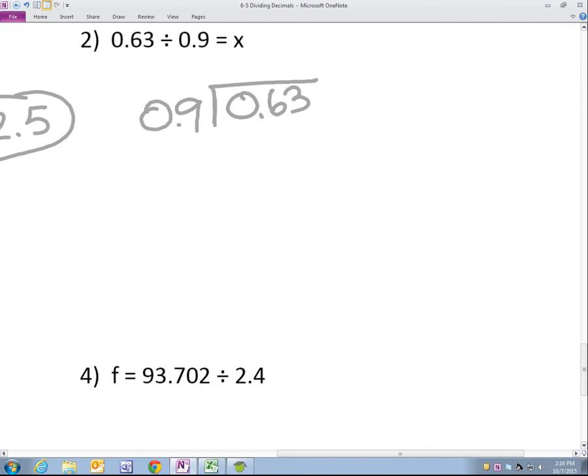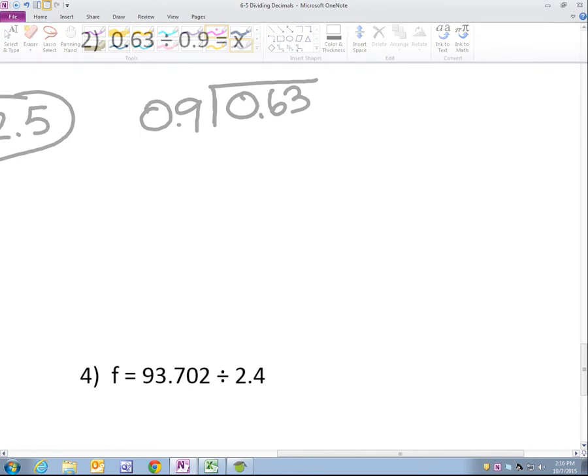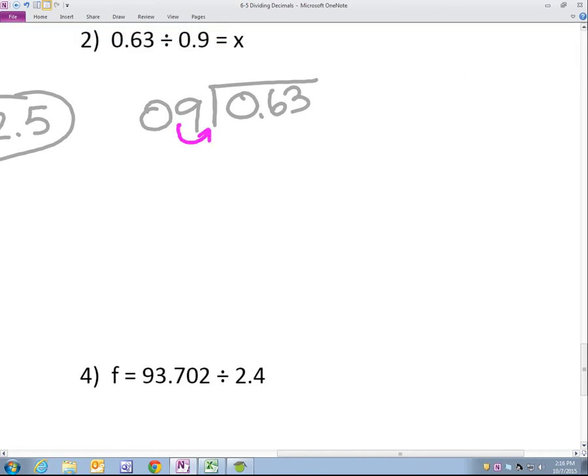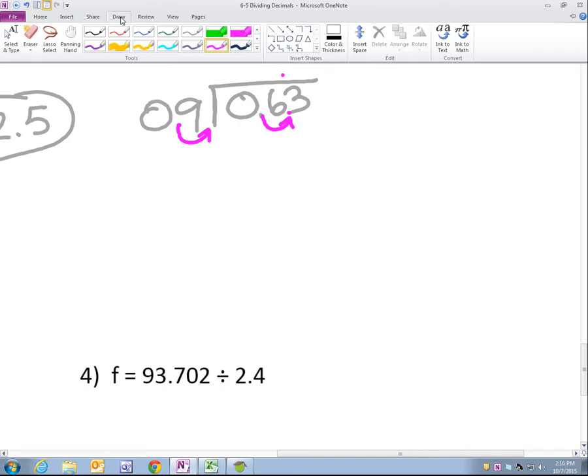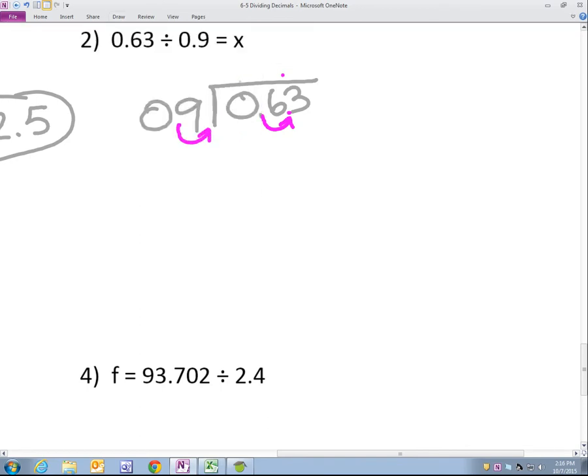I have one decimal point that I need to get rid of in my divisor. So I'm going to move this over to here, and I'm going to move this one to here. So here's my new spot for that. And I'm going to put my decimal place right above it so I don't forget that. I have two positive numbers that I'm dealing with, so I know that my quotient is going to be positive.